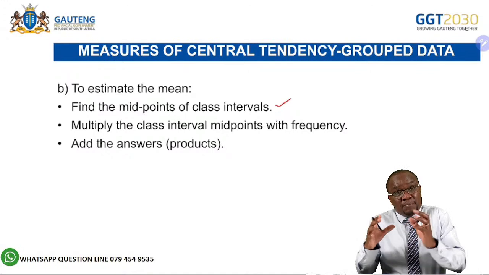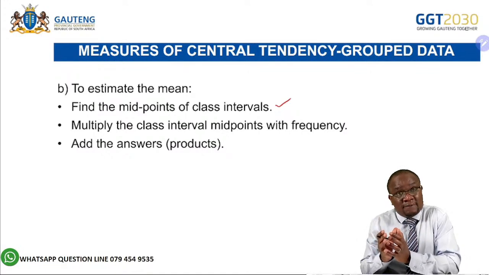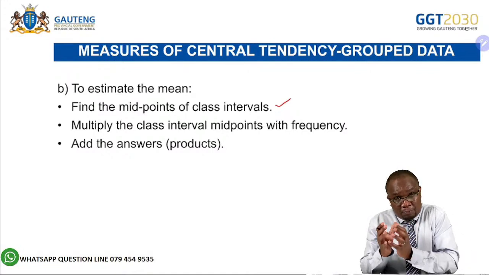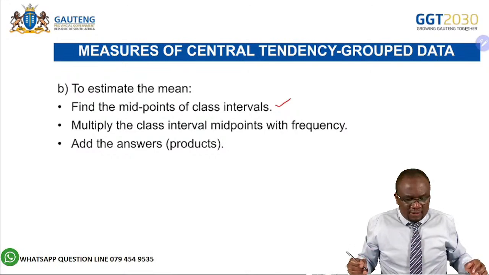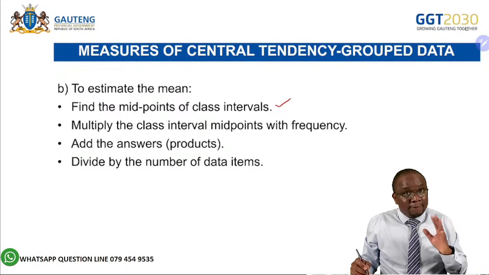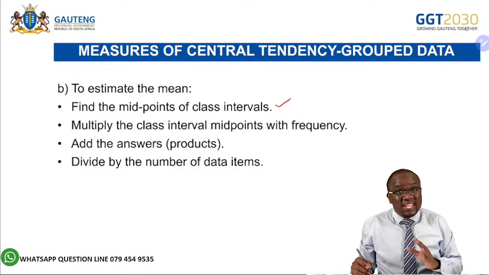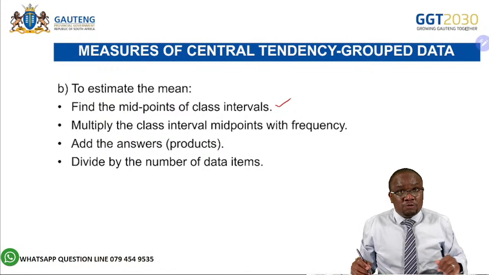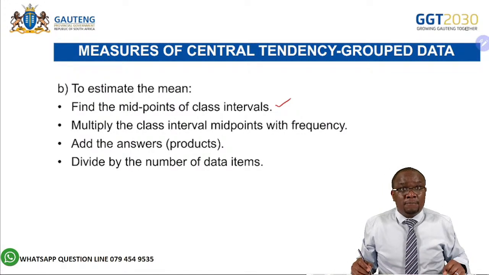We multiply the midpoint of the class interval and the frequency, then you get the products. Then you add the products, and then you divide by the number of data items. These are the four steps we're going to do to estimate the mean. Let's have two minutes to copy these four points.